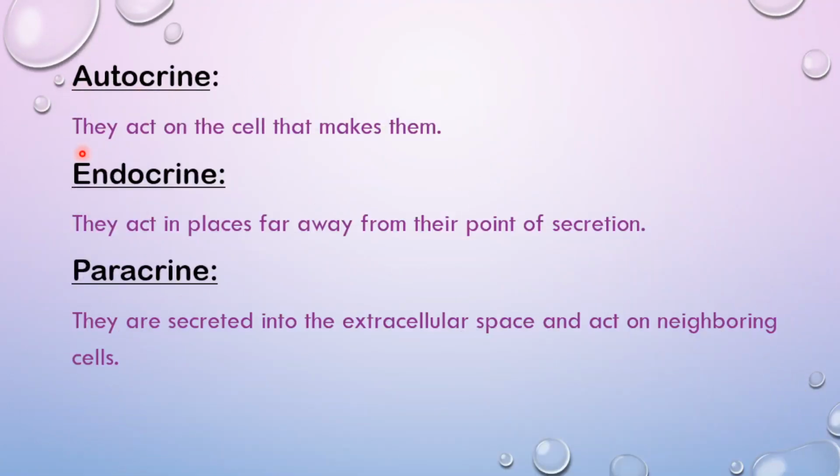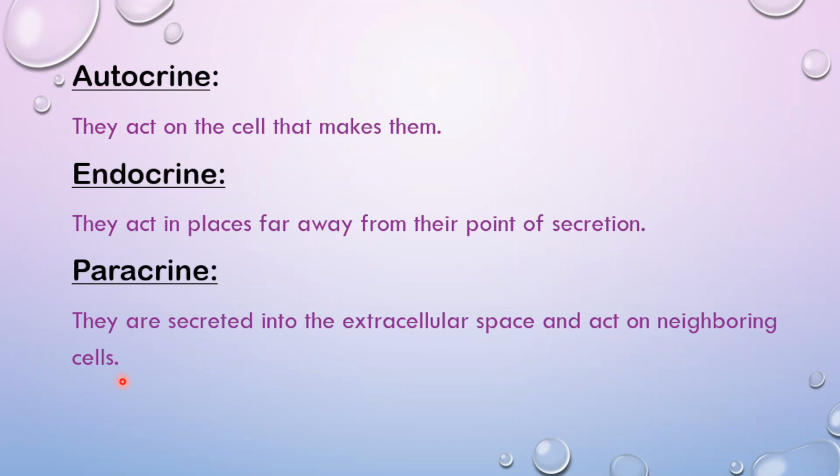Autocrine, they act on the cell that makes them. Endocrine, they act in places far away from their point of secretion. Paracrine, they are secreted into the extracellular space and act on neighboring cells.